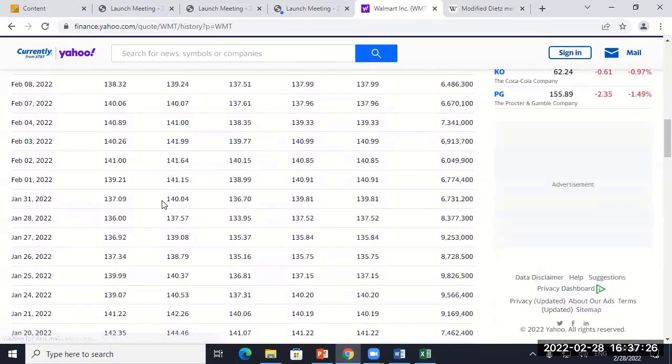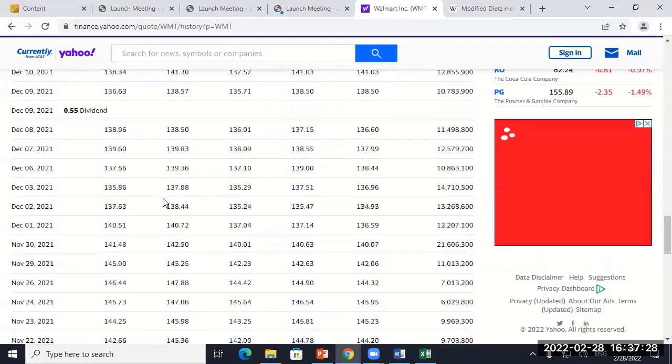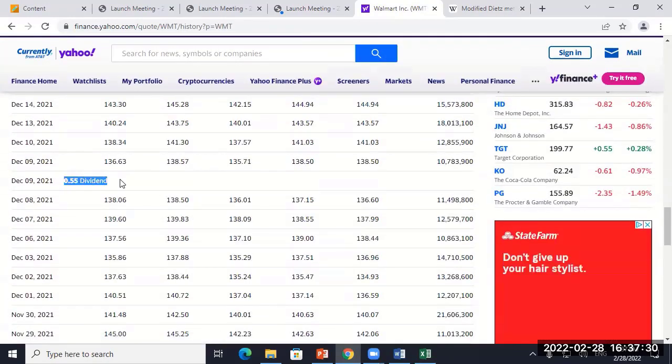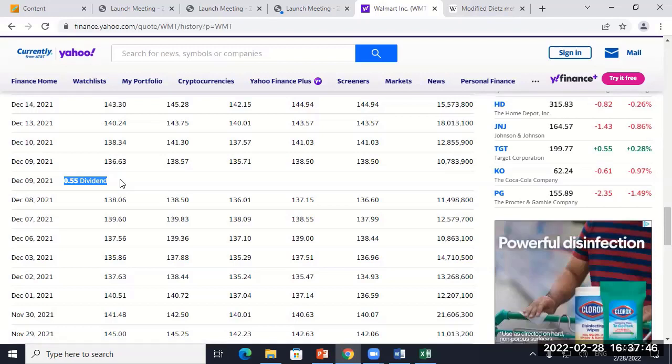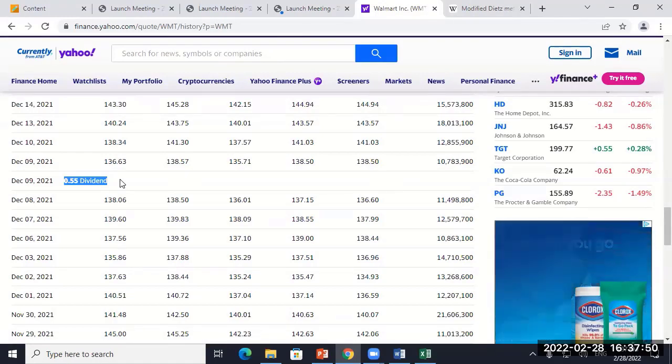So here's Walmart. There's a dividend right there. So the question is, that announcement date, X date, or payment date? What would you guess here? What is Yahoo Finance showing us? What's the most important date to us? It's X date. And that's what they're showing, X date. They always show X date.